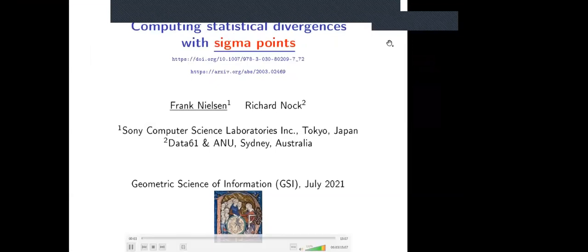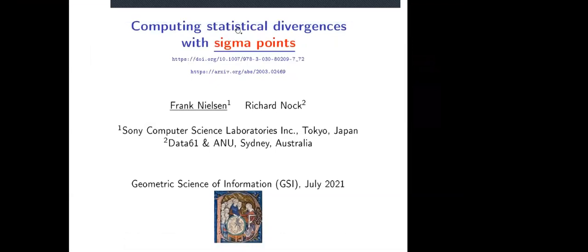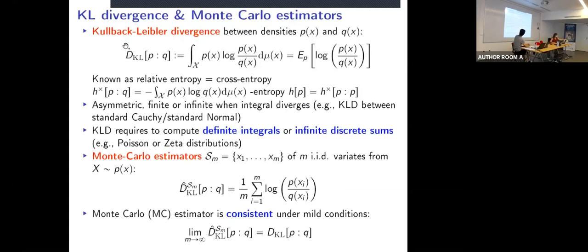Computing statistical divergences with sigma points. This is a joint work by Frank Nielsen from Sony Computer Science Laboratories and Richard Nock. The Kullback-Leibler divergence is a separated measure of distortion between two densities P and Q, defined by this definite integral formula. This formula can also be expressed as the expectation with respect to P of a log density ratio.